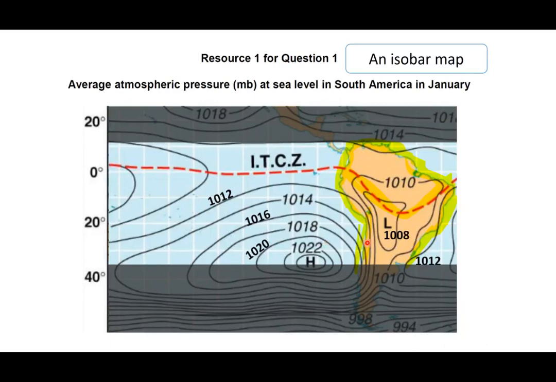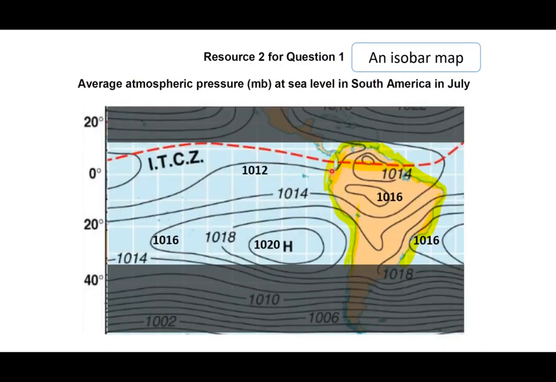If you look at resource 1, what you should be looking at is the tropical region of the continent of South America, as well as the position of the ITCZ over continental South America. Same thing for resource 2: look at the tropical region of South America and the position of the ITCZ in the continent of South America. I hope this clarifies.